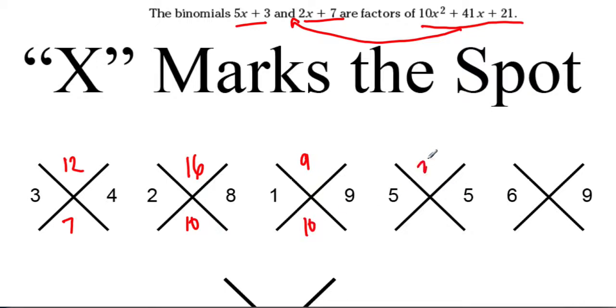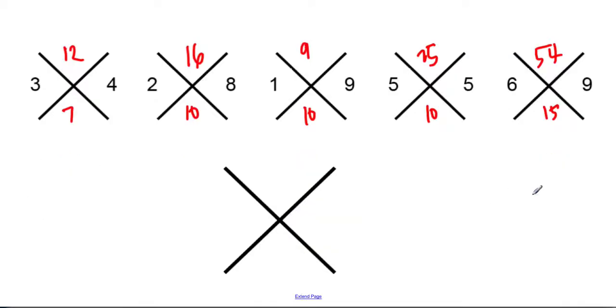5 times 5 is 25. 5 plus 5 is 10. 6 times 9 is 54. 6 plus 9 is 15. So you more or less get the point of how X marks the spot works, and we will use this method to factor our trinomials.